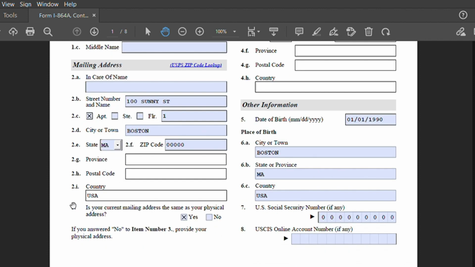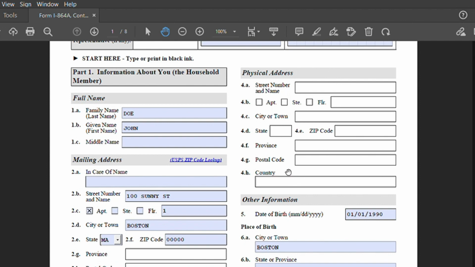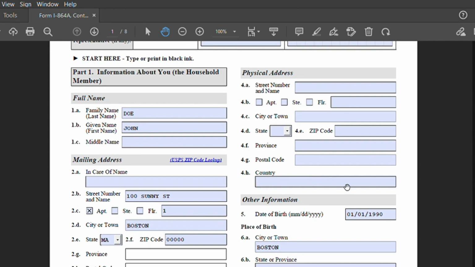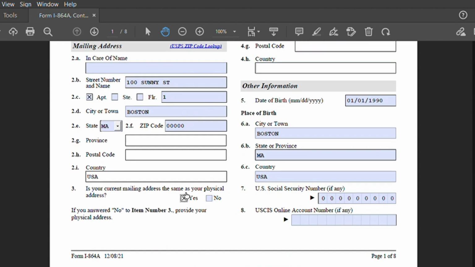Moving on, you want to select right here if your mailing address is the same as your physical address. As you can see, if we select yes, then this part right here does not need to be filled out again, the physical address. However, if you select no, then you can see this is asking us to provide the physical address. However, we're just going to select yes.